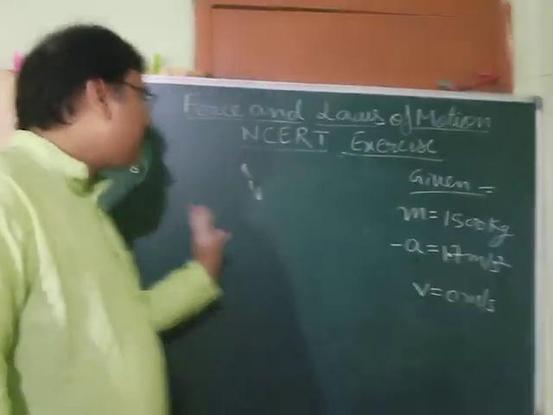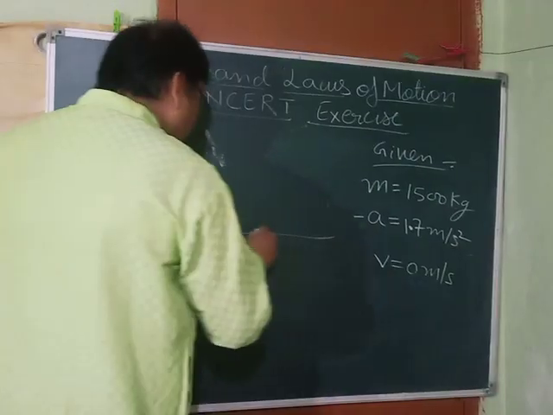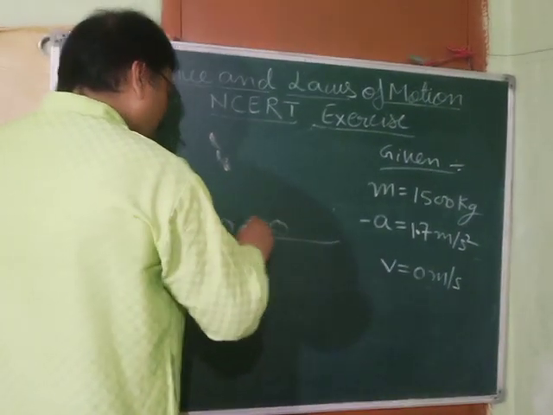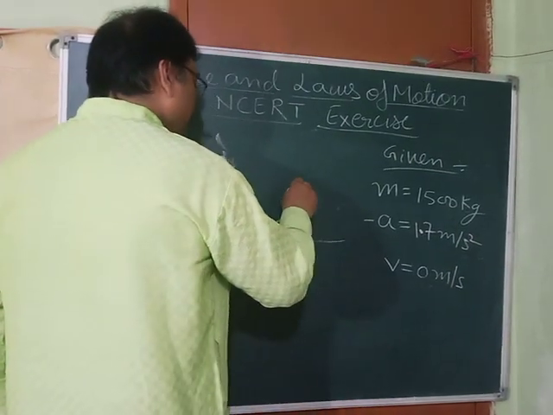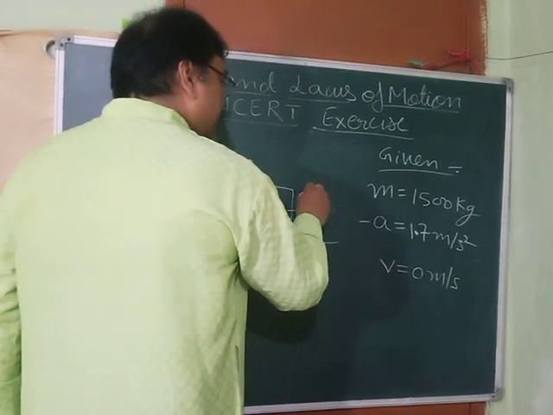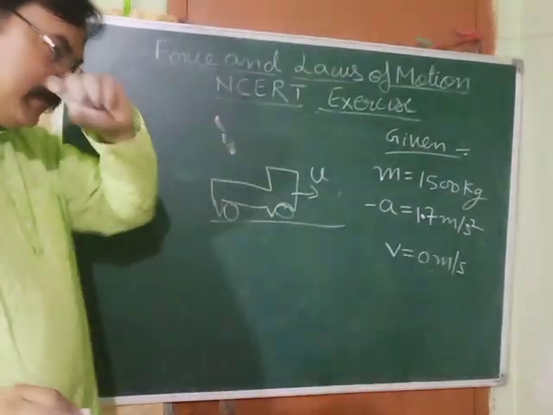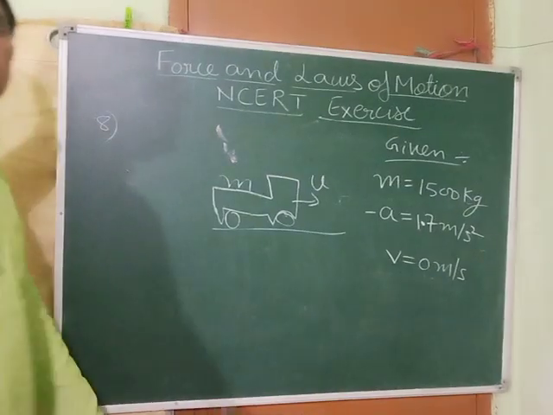See, in question number 8, what is there? A vehicle is there. This is the road. We can take any vehicle, it is not specified over here. And it is moving with a certain velocity u. We don't know what this velocity is. And its mass is given as m. m is how much? That is 1500 kg.